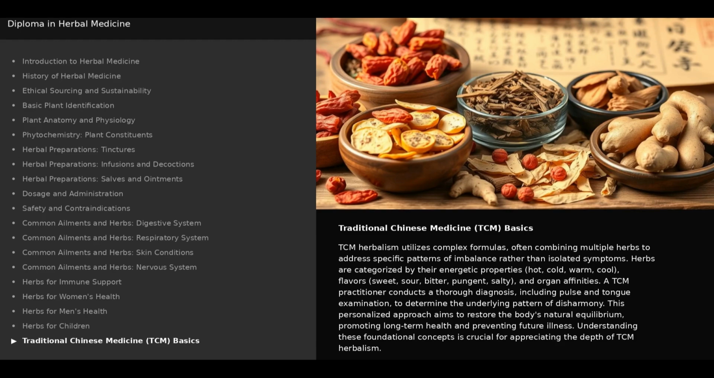A TCM practitioner conducts a thorough diagnosis, including pulse and tongue examination, to determine the underlying pattern of disharmony. This personalized approach aims to restore the body's natural equilibrium, promoting long-term health and preventing future illness. Understanding these foundational concepts is crucial for appreciating the depth of TCM herbalism.